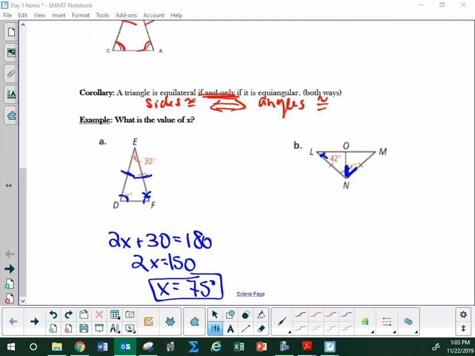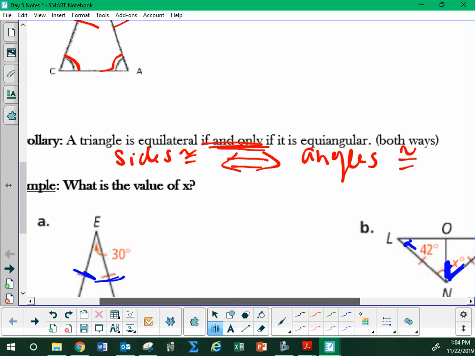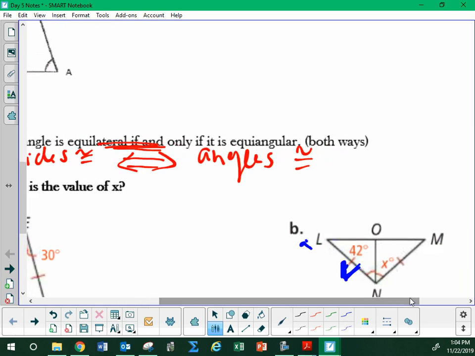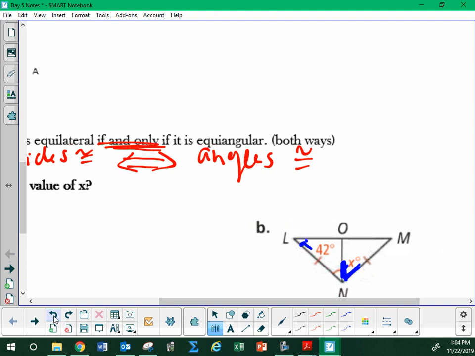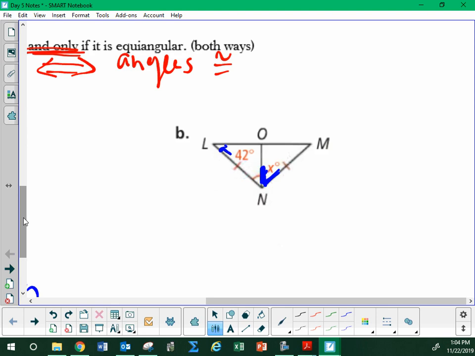Let me zoom in a little bit here. I can't. I don't know. Wait, 42 and 42. That's 90 degrees. No, it definitely is. You don't know that though. Henry, why is it?